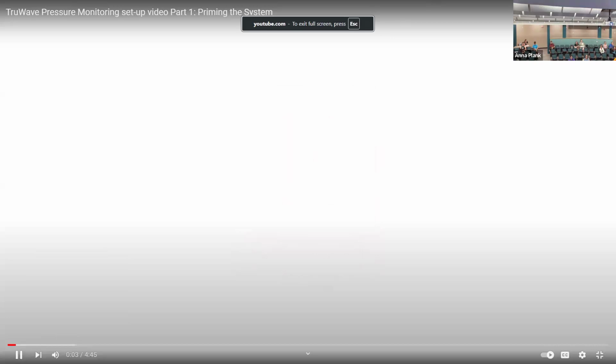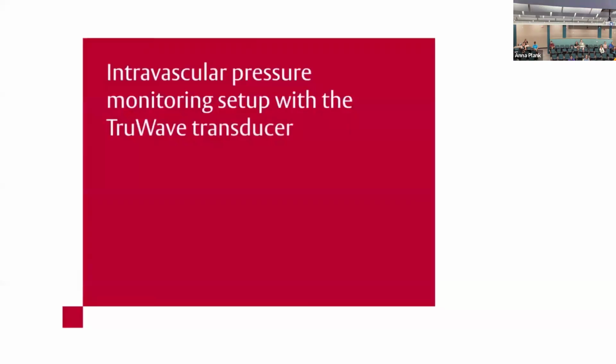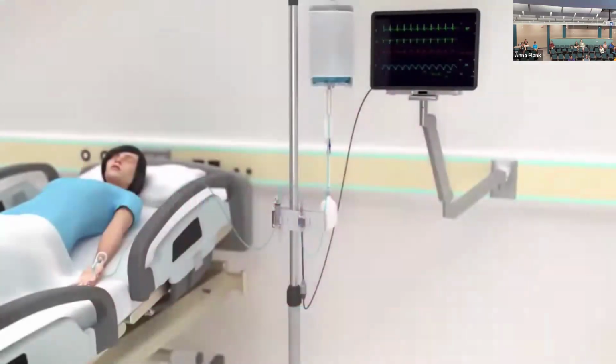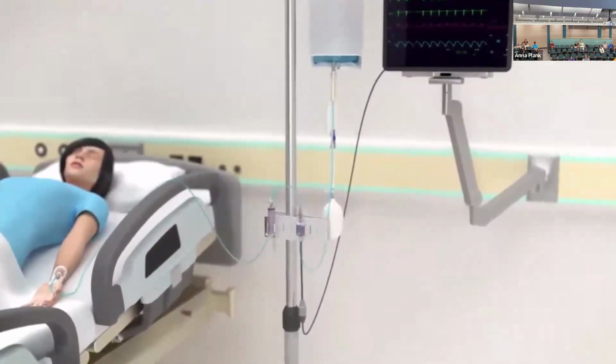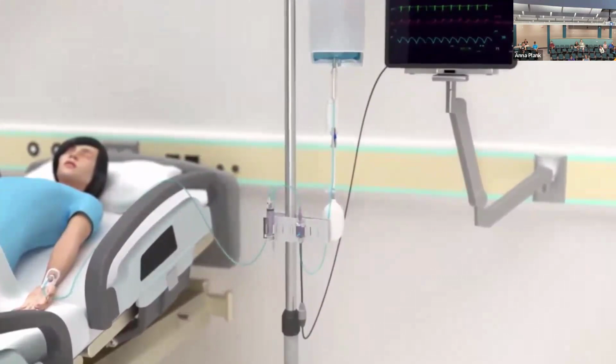Intravascular pressure monitoring setup with the TrueWave transducer. Part 1, priming the system. Bedside measurement of intravascular pressures is a basic tool in the care of the critically ill patient.